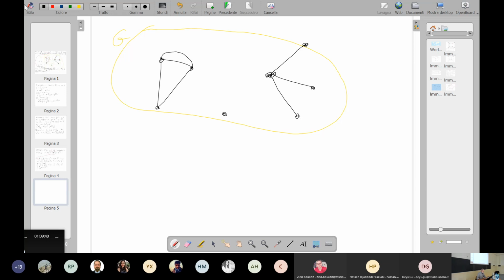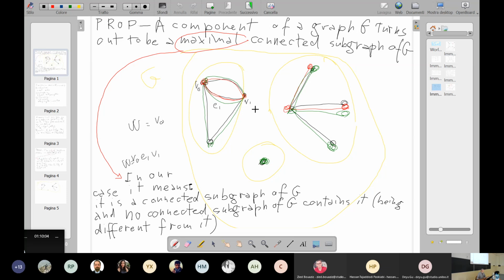So now let's see, can we find some, sorry, I did it wrong here. Can we find some connected subgraphs? Sure, we can, for instance, take this red subgraph, given by these 3 vertices and these 2 edges.